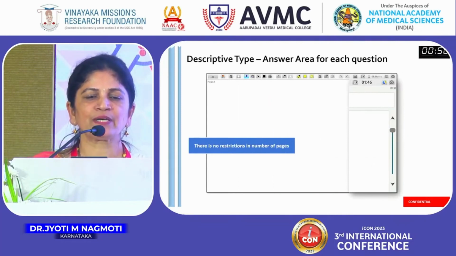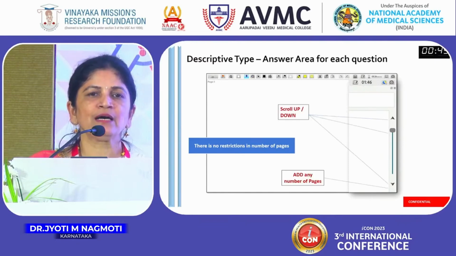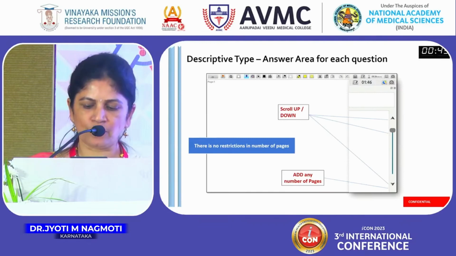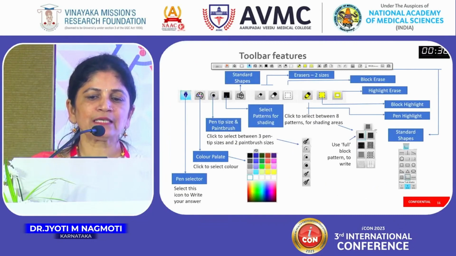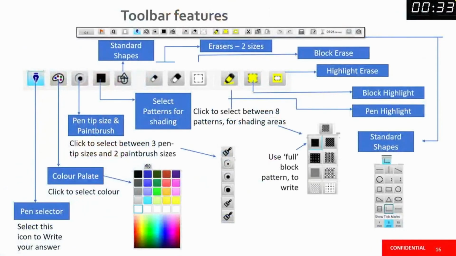A blank page appears, and there are so many varieties of papers there that the students can choose. I'll come to it. N number of pages can be added to one descriptive answer just by scrolling up and down. And these are a number of features which are very student friendly, that they can choose different thickness of pens. They will have a color palette to underline the text matter. They will have different pen tip sizes. We have standardized some of these features for our university, that they have to follow certain rules regarding choosing the color and the thickness of the pen.